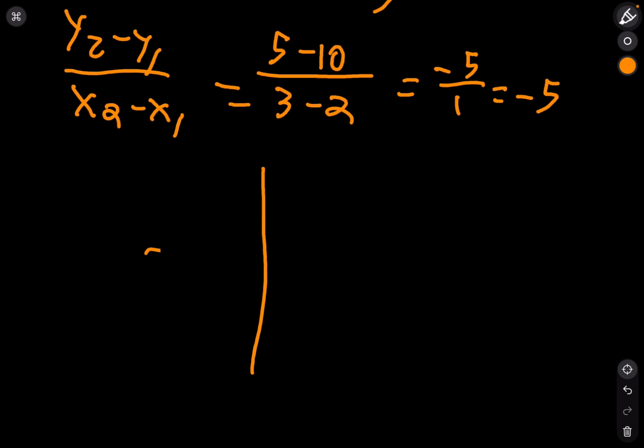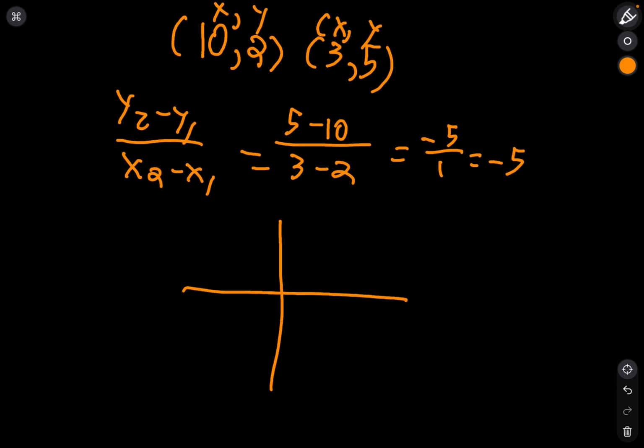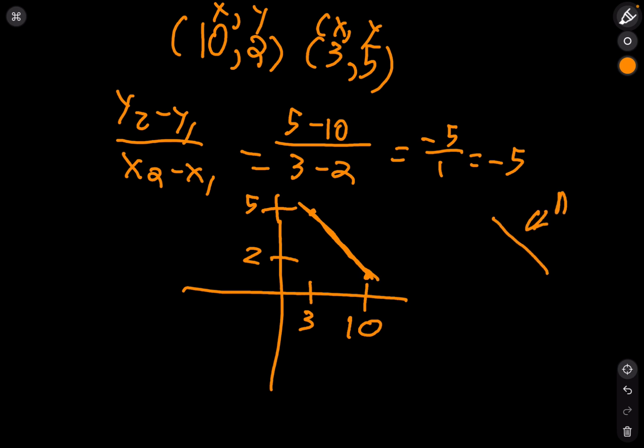And again, with the chart, it makes sense. Let's say this is 10, and then this is 2. Then you add 3, 5. You could see how this line is going down, and it's going in this direction, which signifies a negative slope. If it's going like that, it'll mean it's positive.